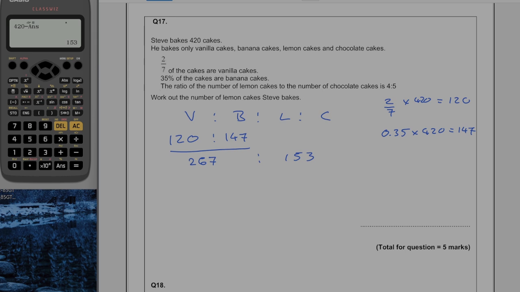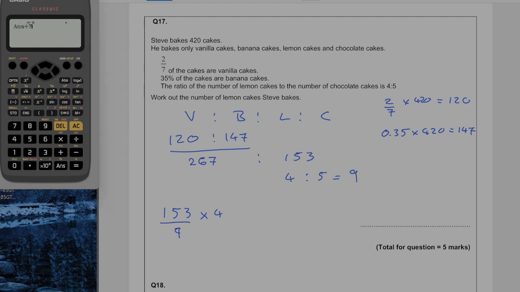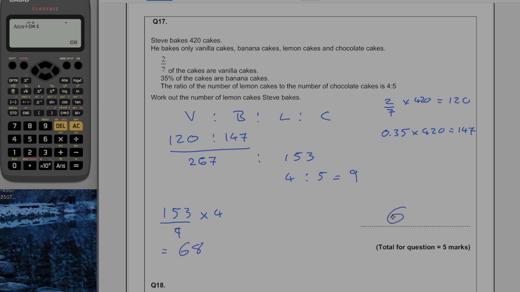And then if we've got the ratio of 4 to 5 for that, that means that we've got 9 parts left to share between that 153. So if I do 153 divided by 9 and then times by 4, that'll give me the number of lemons. So divided by 9, and then times by 4 gives me 68 lemon cakes.